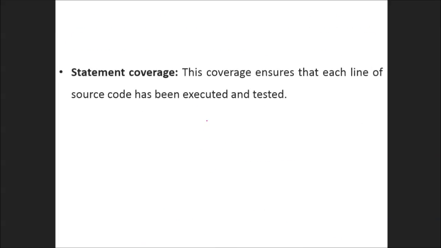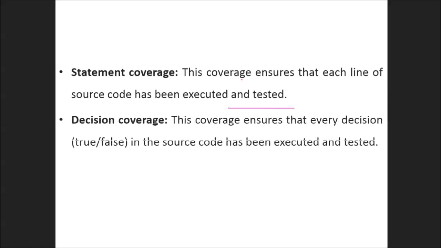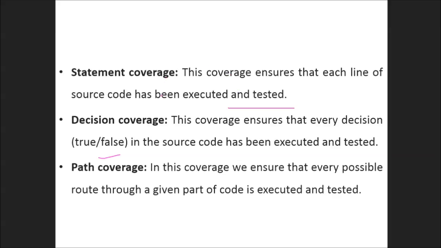Statement coverage ensures that each line of source code has been executed and tested, while decision coverage ensures that every decision, where true and false is the result in this source code, has been executed and tested. And in path coverage, we ensure that every possible route through a given part of code is executed and tested. So we have three coverage types: statement, decision, and path.